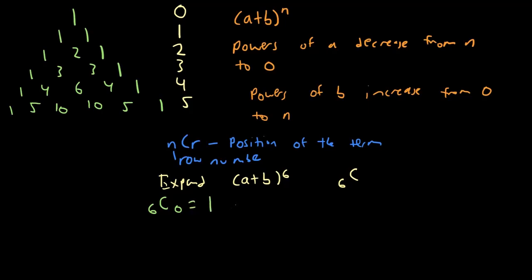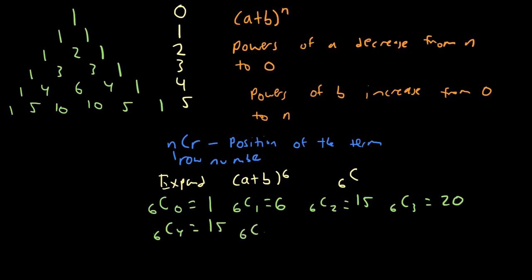For our second term, we're going to do 6c1, which equals 6. For our third term, we're going to do 6c2, which equals 15. Then we're going to do 6c3, that equals 20. 6c4 equals 15. 6c5 equals 6. 6c6 equals 1. And as you can see, they start and end with 1, just like in Pascal's triangle, because these are Pascal's triangle coefficients, but we're just solving it using nCr.